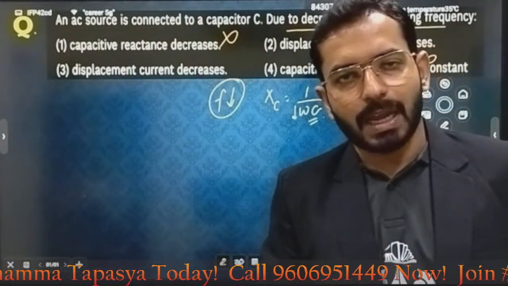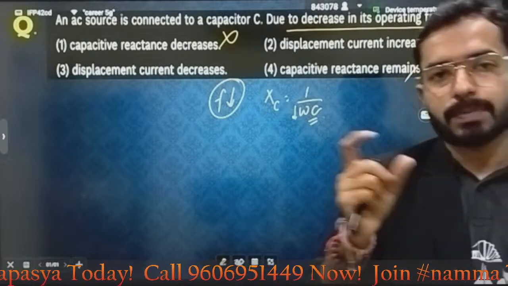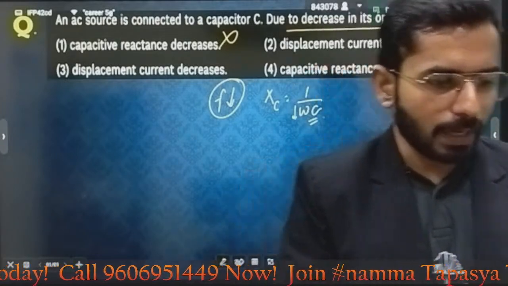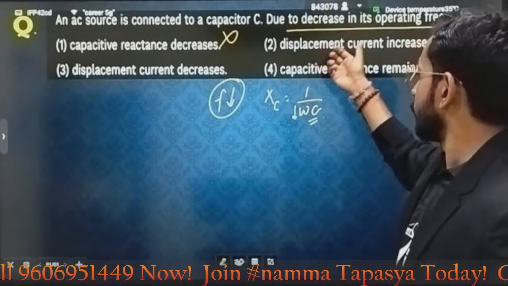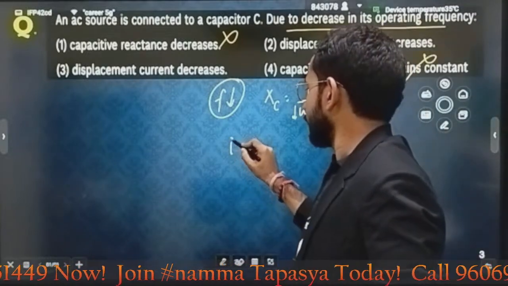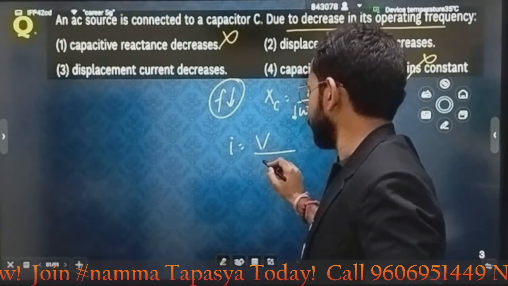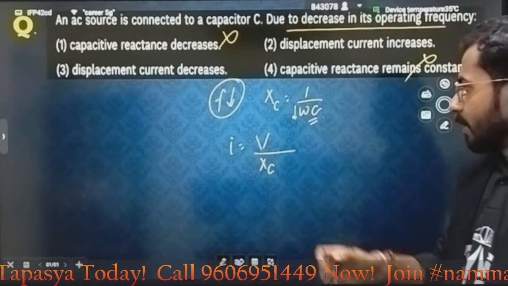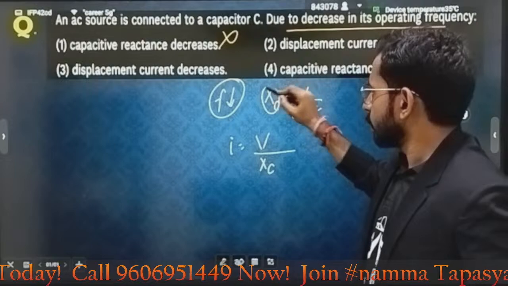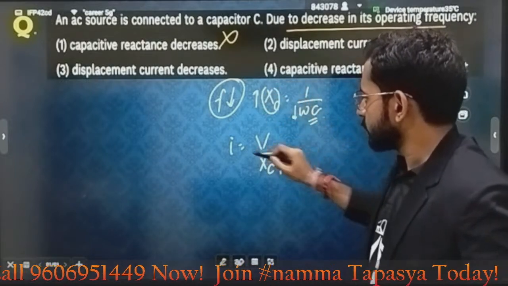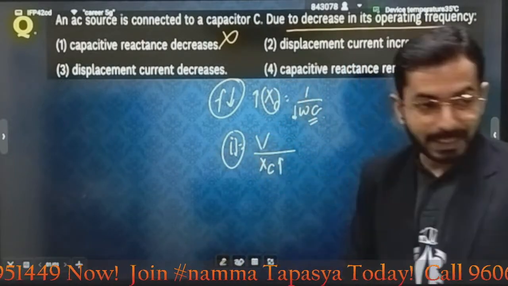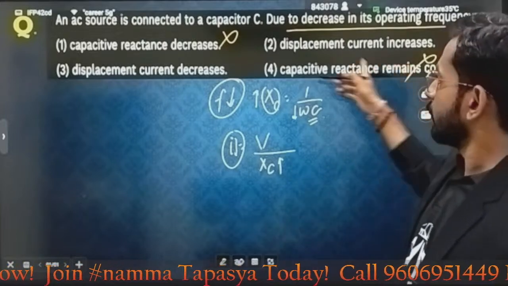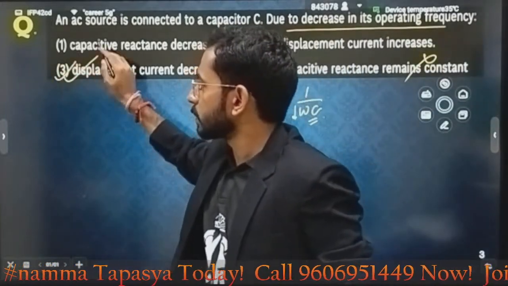We know that in a capacitor, the magnitude of displacement current is equal to the magnitude of the conduction current. So here it is given about the displacement current. How can I write current? Current can be written as the potential divided by XC. That is a basic thing we already know. And what can I say about XC? XC is increasing. If XC is increasing, the displacement current is decreasing. Which option is correct?